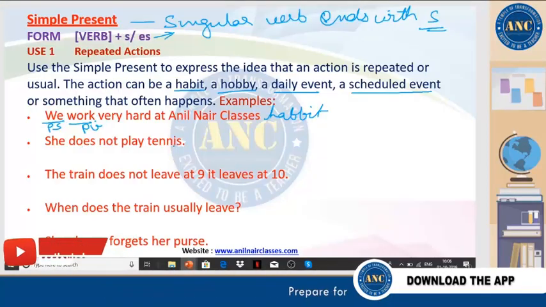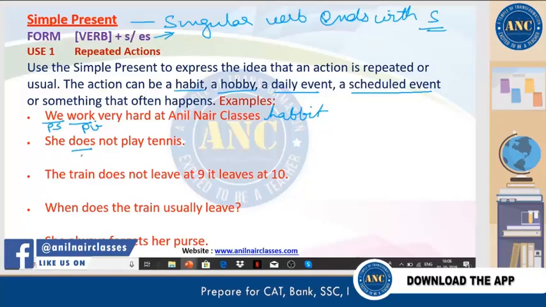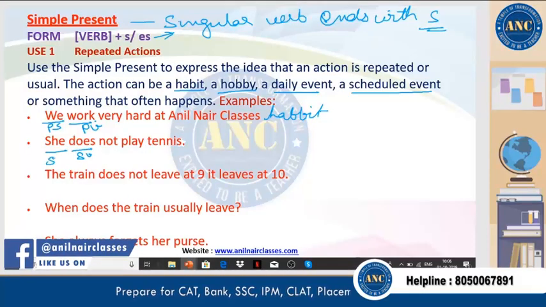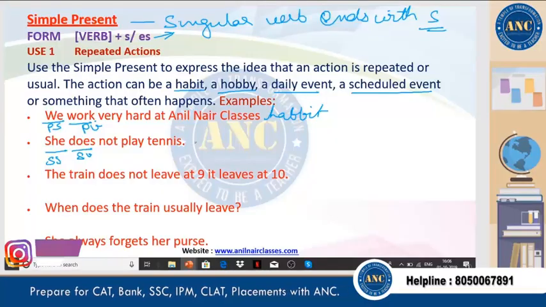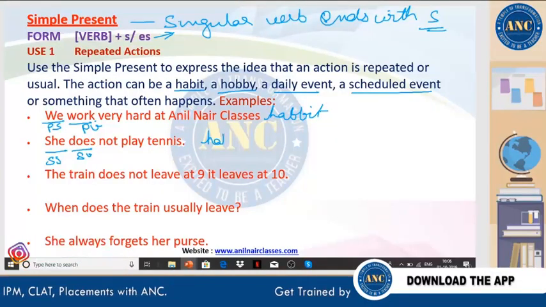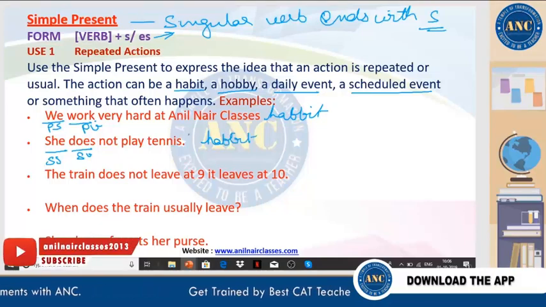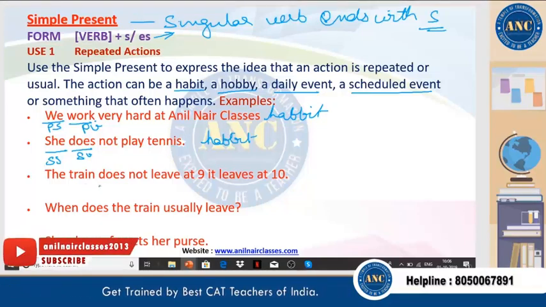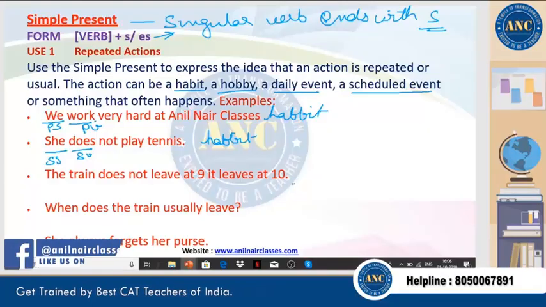She does not play tennis. Again, does is the singular verb, she is the singular subject. This is ending in S, and here also we are talking about her hobby, or her habit, that she doesn't have a habit of playing tennis. The train does not leave at 9, it leaves at 10.